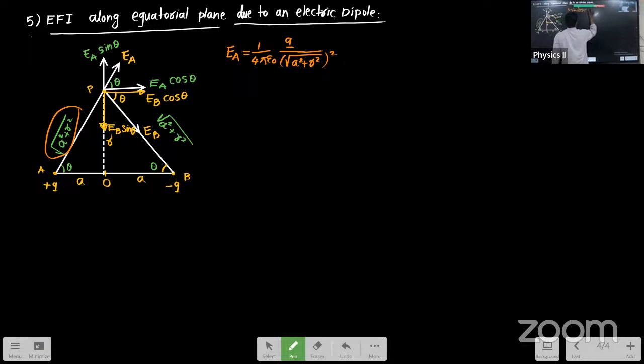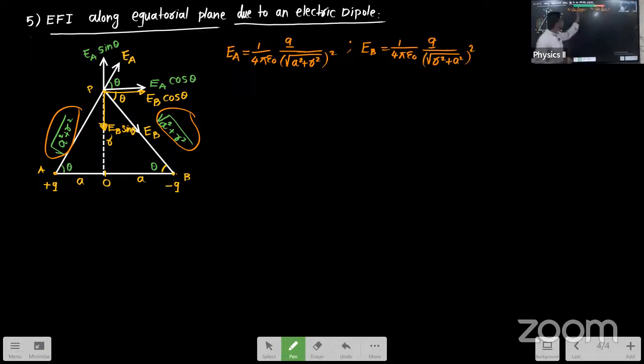Next, what is the electric field at position B? We can write 1 by 4 pi epsilon naught Q divided by, what is the distance from position B to point P? Position B se point P ka distance kya hai? It is under root A square plus R square. Under root R square plus A square whole square.